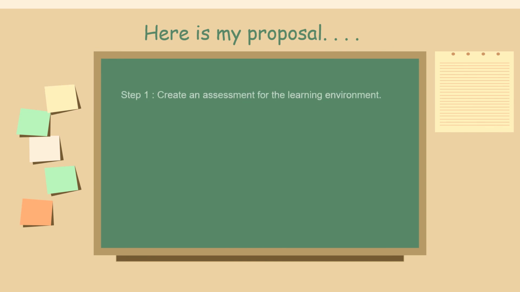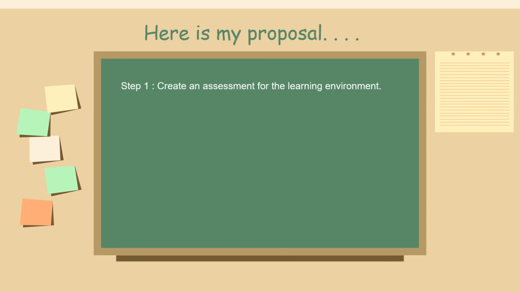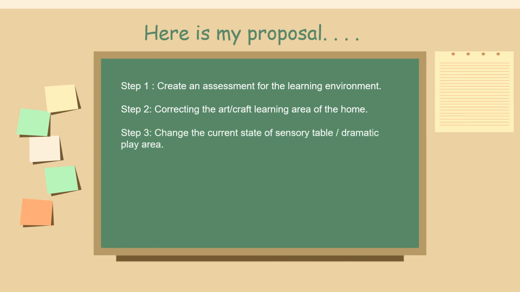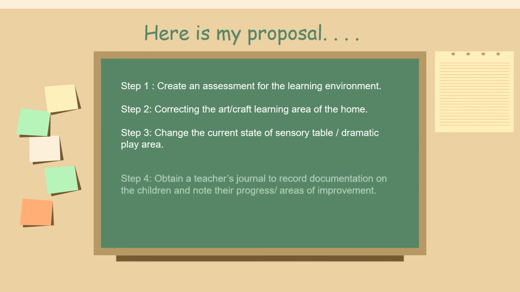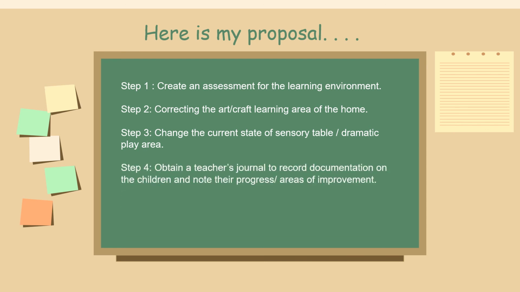So here's my proposal. Step 1, create an assessment for the learning environment. Step 2, correcting the art and craft learning area of the home. Step 3, change the current state of the sensory table in the dramatic play area. Step 4 is obtaining a teacher's journal to record documentation on the children and note their progress and their areas of improvement. And lastly, step 5 is creating a kindness calendar for the children.